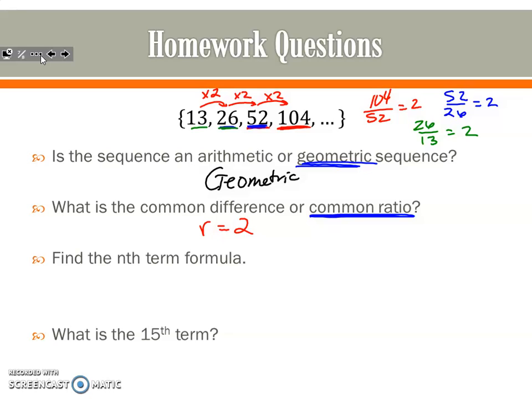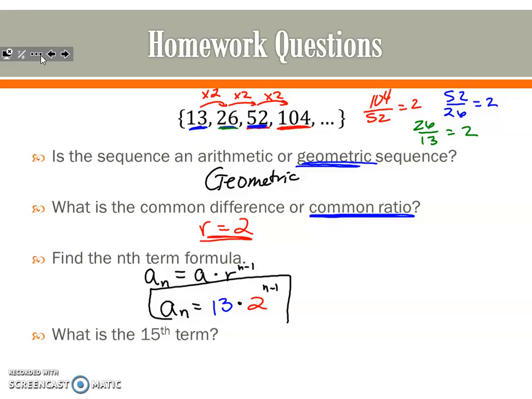So back to the questions then. We got geometric. We found our common ratio was 2. Now it wants the nth term formula, so we need to pull out our notes. Recall, what is the nth term formula? a sub n equals a times r to the n minus 1 power. So that's going to be a sub n equals, what's my first term? 13, times, what's my common ratio?